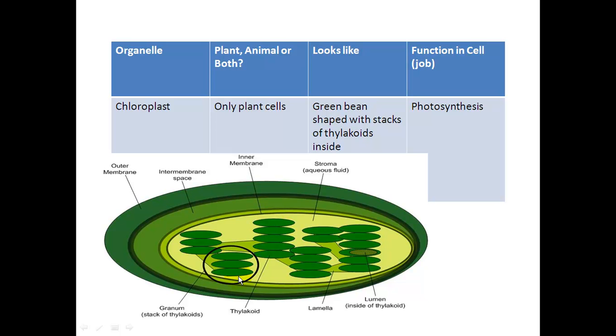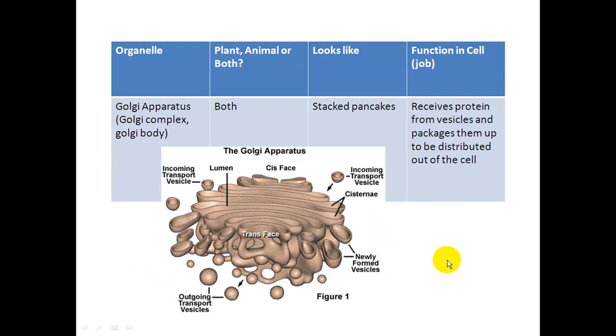And notice they're all stacked. And the more you have, the more sunlight that the plant can get from these thylakoids. So a stack of them is called a grana or granum. And you don't worry about lamella or lumen. So chloroplasts are in only plant cells. They're green because of the chlorophyll. They're bean-shaped as well, kind of the same shape as a mitochondria. And they have stacks of these thylakoids inside them. And its function is to do photosynthesis, so to take carbon dioxide and water and create sugar.